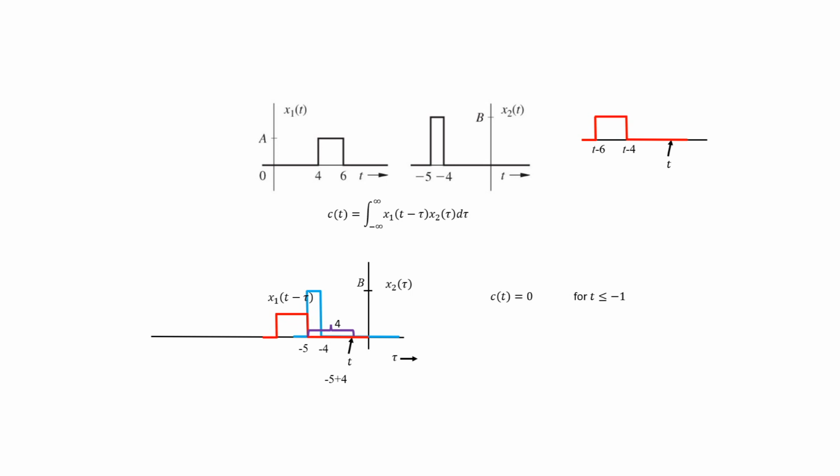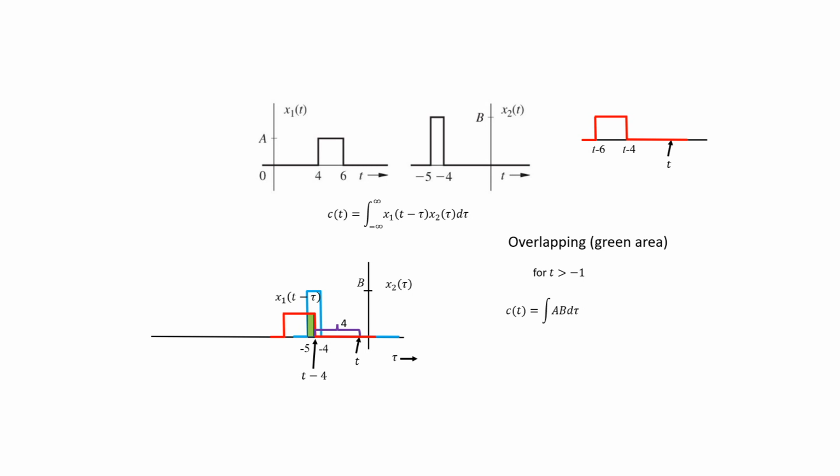As t goes beyond minus 1, we see that we have some overlapping and the product is no longer 0. This is highlighted with the green area. Thus, the integral should be valid from that point, minus 5, all the way to t minus 4.